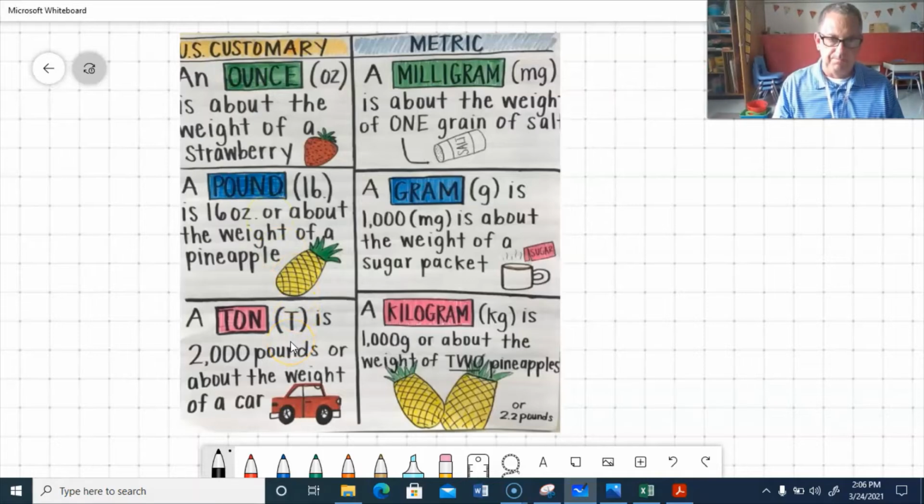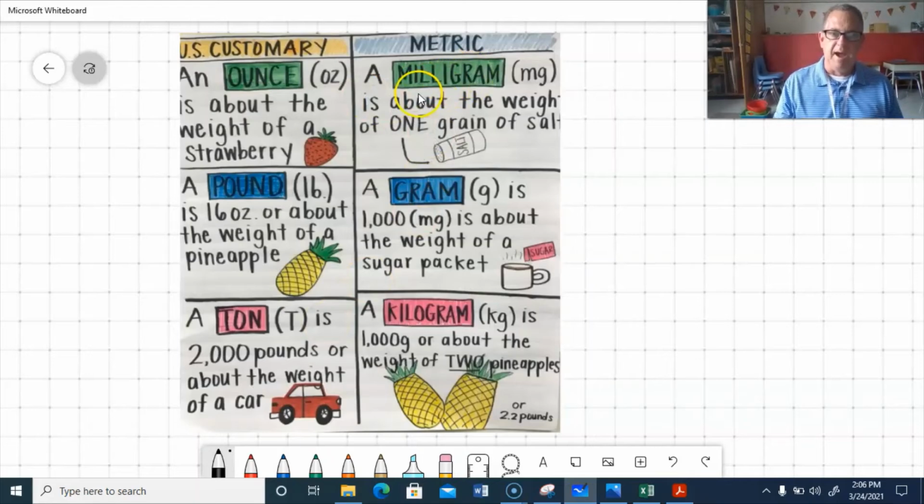And a ton is 2,000 pounds, and typically a very small car would be 2,000 pounds. Probably a car like you drive is closer to 2 tons, closer to 4,000 pounds. But when we're measuring very large things, we measure them in tons.